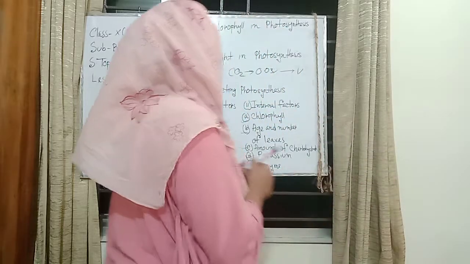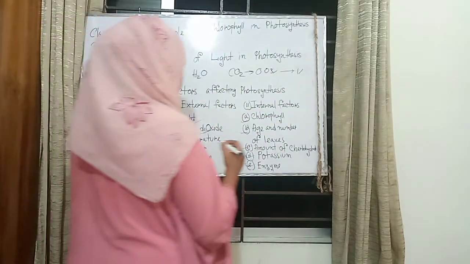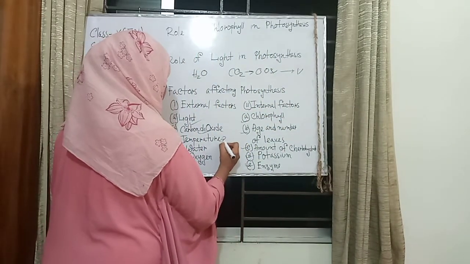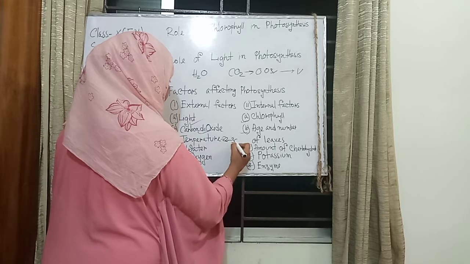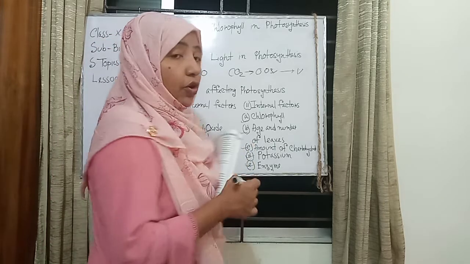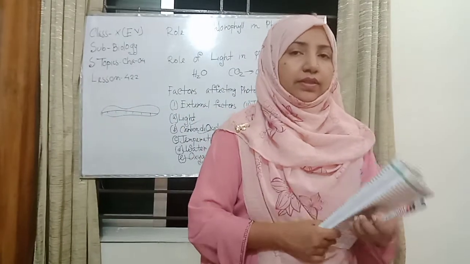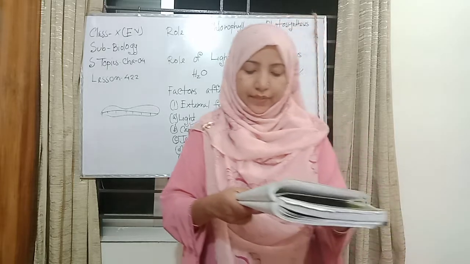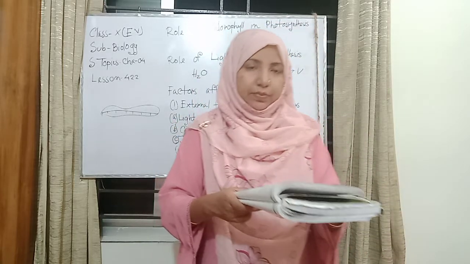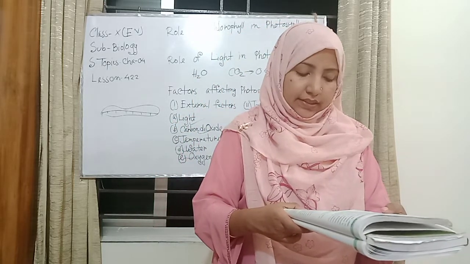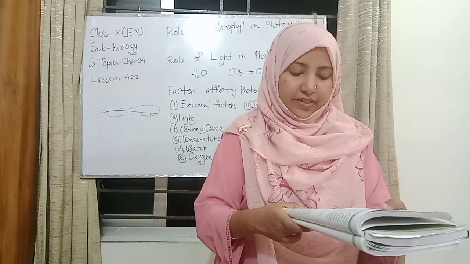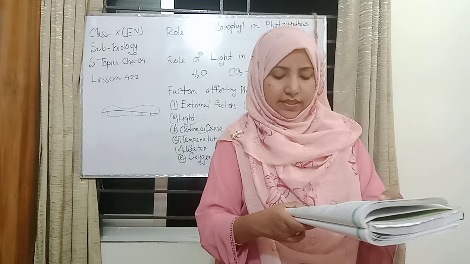The optimum temperature of photosynthesis, please everyone underline this line, is 22 degrees Celsius to 30 degrees Celsius. Basically, 22 up to 30 degrees Celsius is the optimum temperature for photosynthesis. Again, if temperature remains below 22 degrees Celsius or above 35 degrees Celsius, the rate of photosynthesis will decrease.